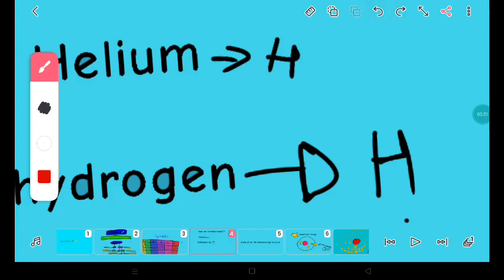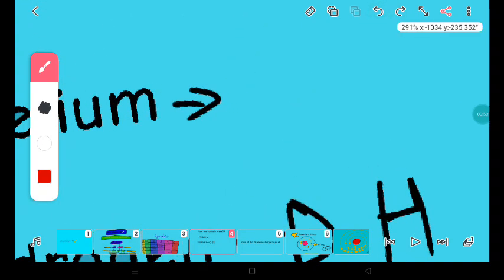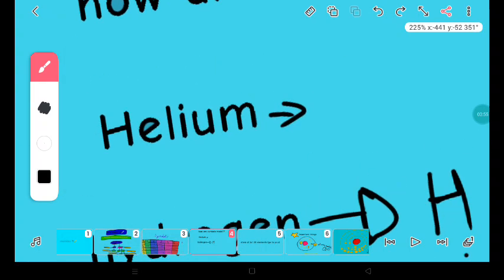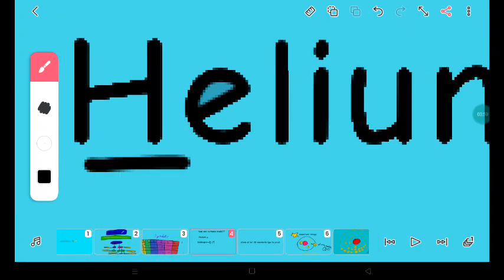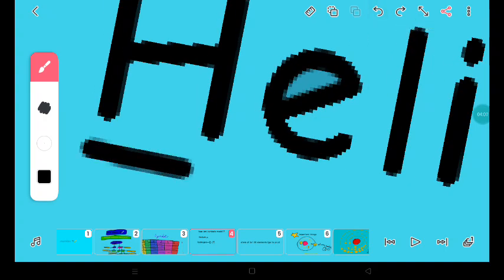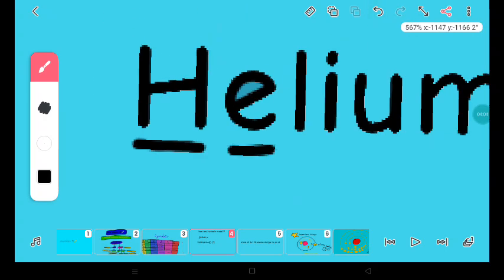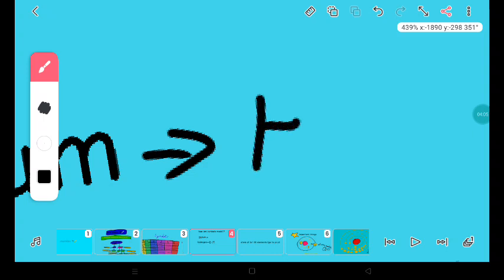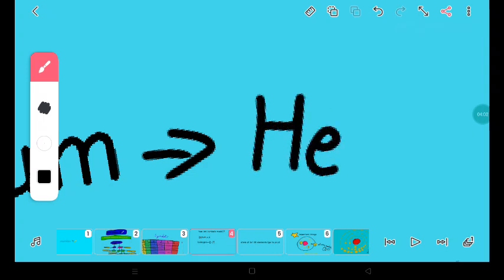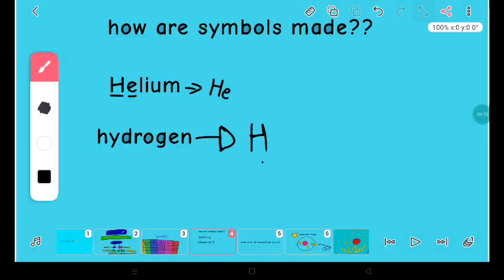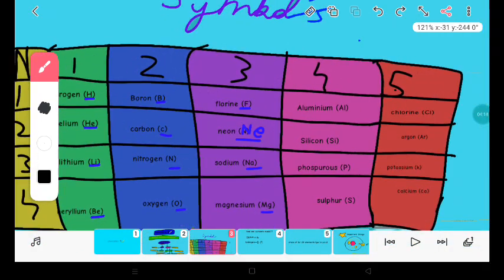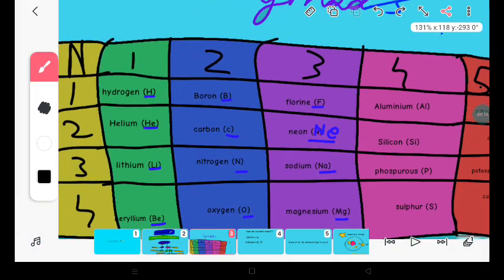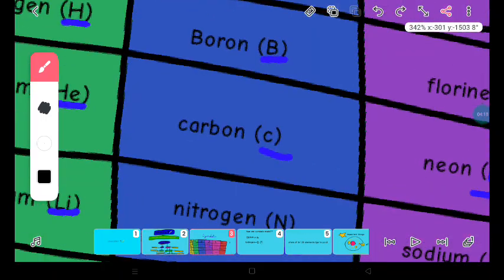So what are scientists going to do now? Well, scientists are going to take the first letter and second letter of the name. Yeah, that's what they're going to do. Okay, y'all? Understood? Now let's take another example.